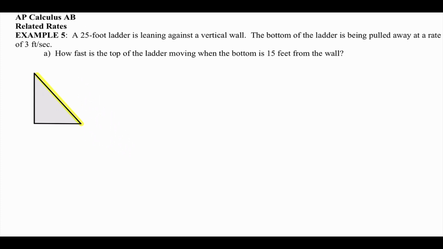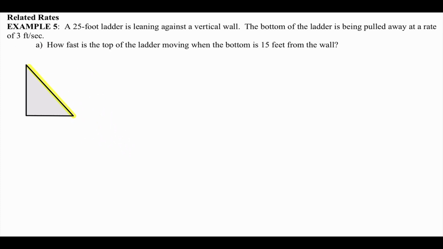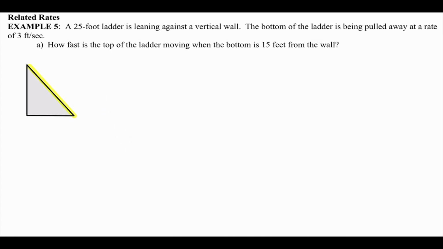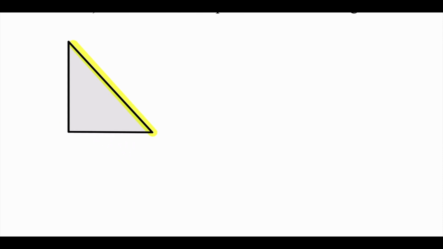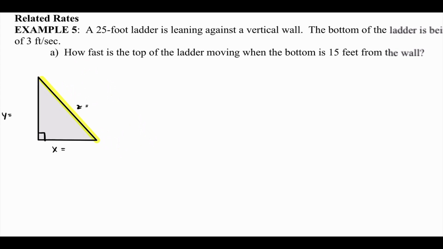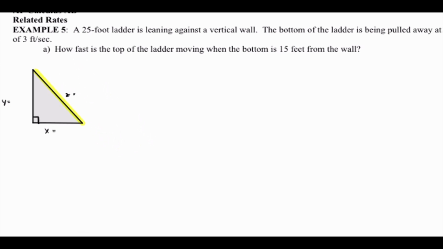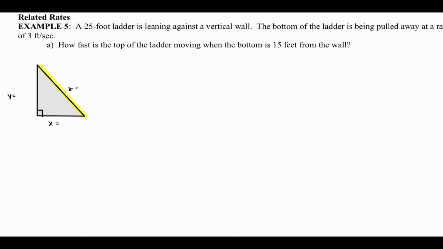The bottom of the ladder is being pulled away at a rate of 3 feet per second. How fast is the top of the ladder moving when the bottom is 15 feet away from the wall? Okay, so let me label this. It makes a right triangle, right? When you put a ladder against the wall, that makes a right triangle. So I have X, Y, Z. First thing I need is everything I know. What do I know?